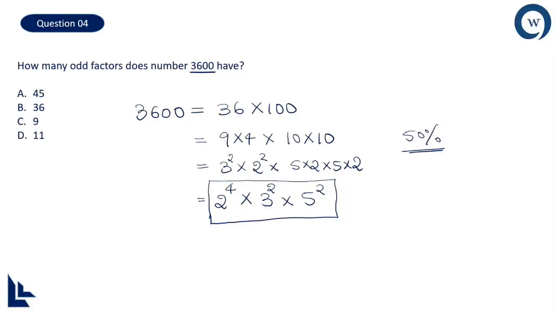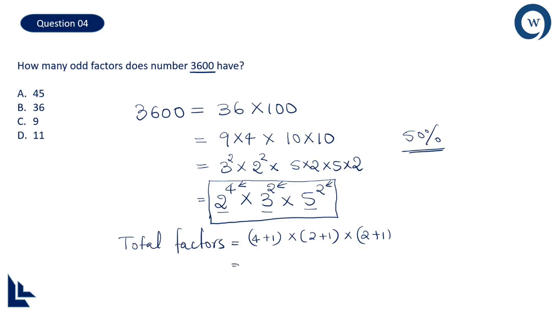Now, how many factors? This is the total number of factors of 3600. How to do that? See, after you get these prime products, look at the powers. You see 4, 2 and 2, right? Increment all those powers by 1. So 4 plus 1, and then 2 plus 1, and then again another power 2 plus 1, and then multiply all of this, and that is the total number of factors.